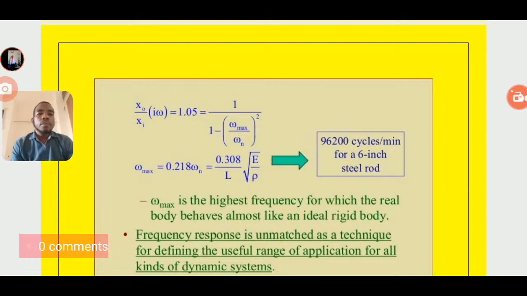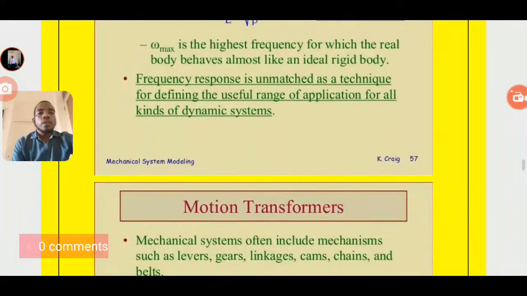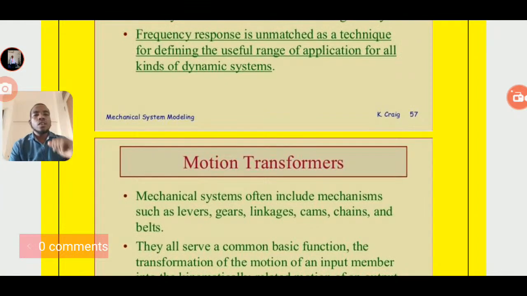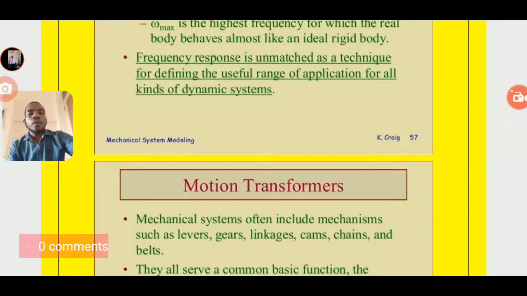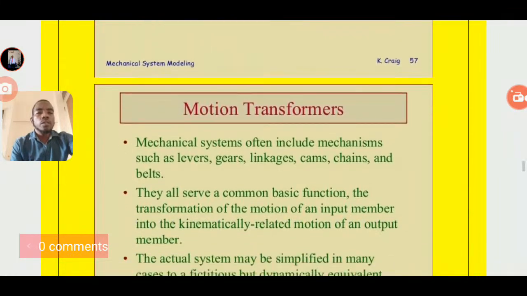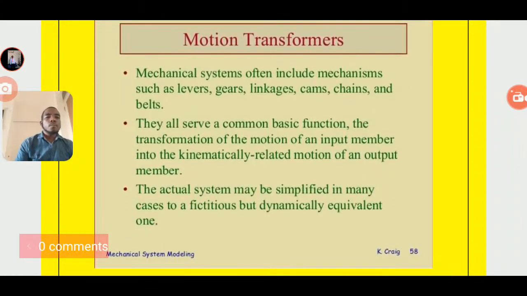That gives 96,200 cycles per minute for a 6-inch steel rod. So ωmax, the angular velocity, is the highest frequency for which a real body behaves almost like an ideal body. So the frequency response is used as a technique for defining the useful range of application for all kinds of dynamic systems. The other topic is motion transformers.